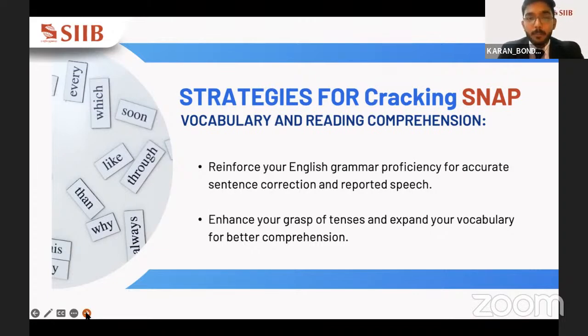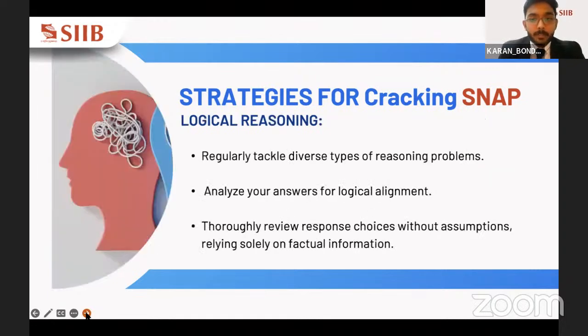So a decent number of 15 to 20 mocks is more than sufficient for you, but the analysis part is very important that you should go through. Vinit will take ahead. Yeah, sure, Karan.